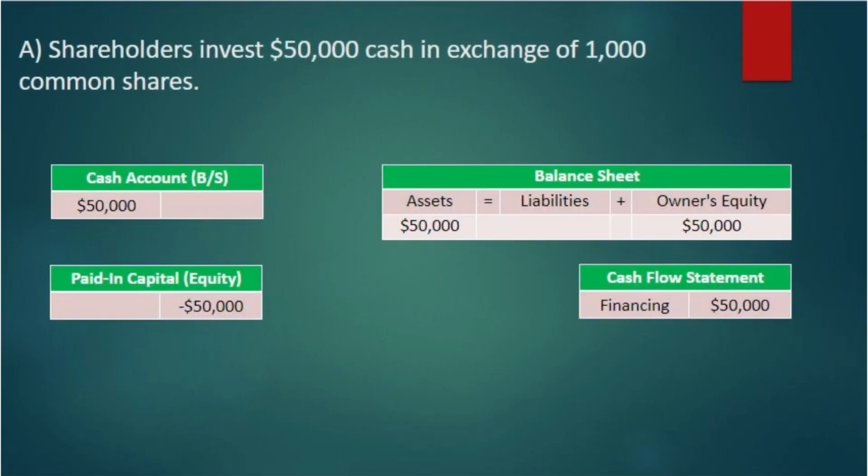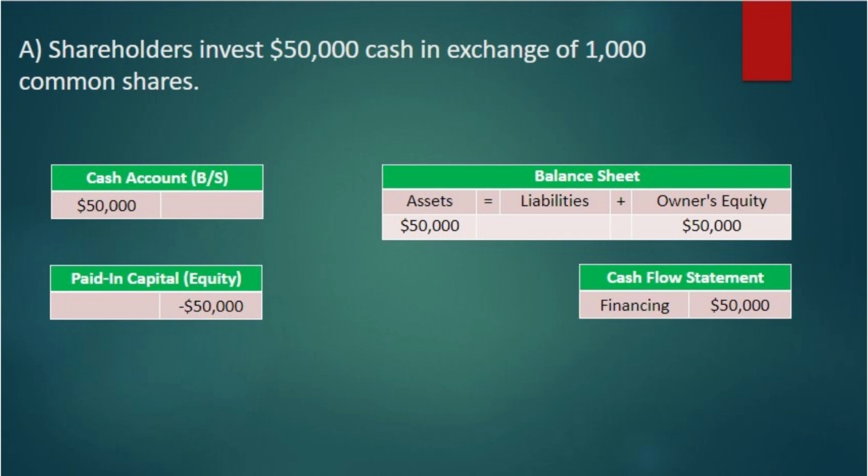Imagine you incorporate your own company together with some other partners. The very first transaction we record is related to the cash received from shareholders in exchange for common stock. This transaction will impact the balance sheet, assets, and the cash flow statement, financing activities. No impact to income statement.